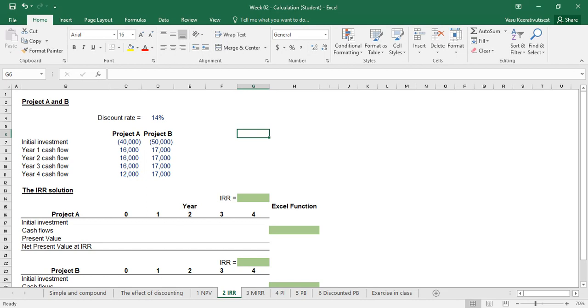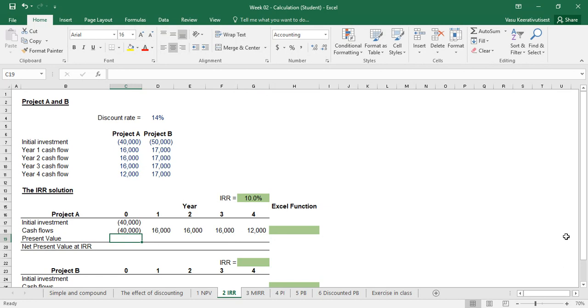We will calculate IRR in this part, and we use Project A and Project B as before. You can see that here is the IRR, and we have to put some dummy percent first. Let's see how it's going to work later on. I do the same thing: I link to the initial investment and all the cash flows that happen in this project, here, here, and here.